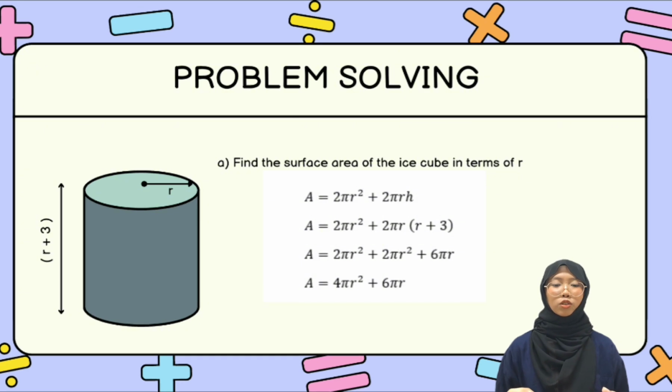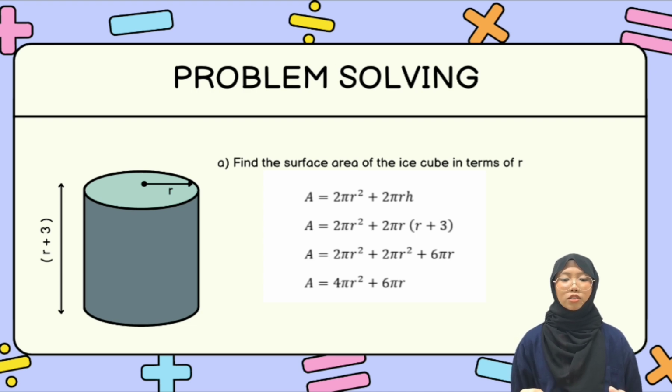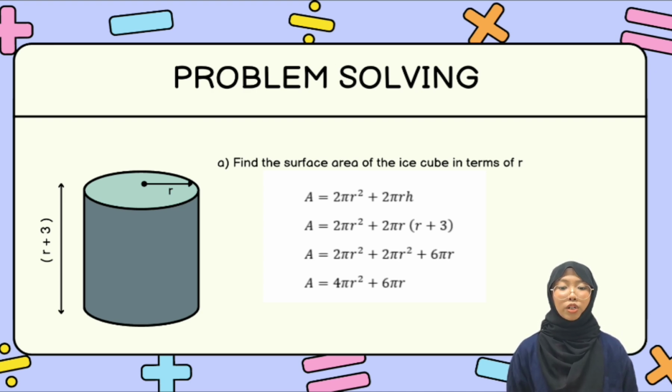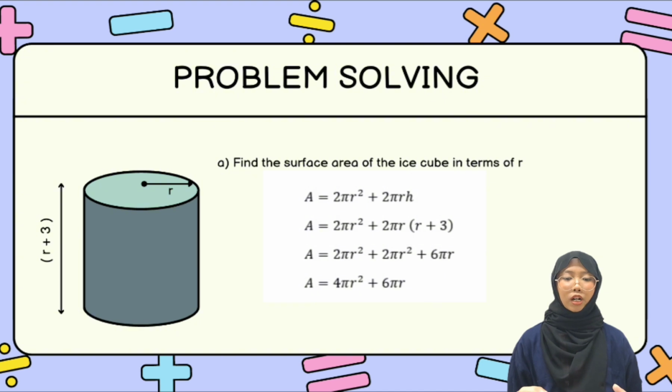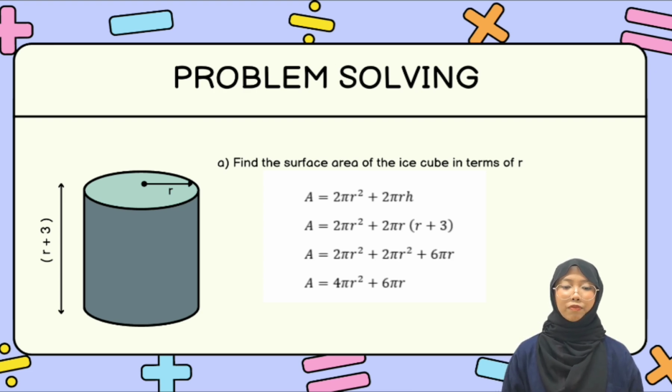First, we are going to take the formula of area for a cylinder: A equals 2 pi r squared plus 2 pi r h. Now, we are going to replace the h with the height that is given, and that is r plus 3. Now, we're going to expand the 2 pi r and r plus 3, and we will get 2 pi r squared plus 2 pi r squared and 6 pi r. And then we are going to simplify, and we will get 4 pi r squared and 6 pi r.